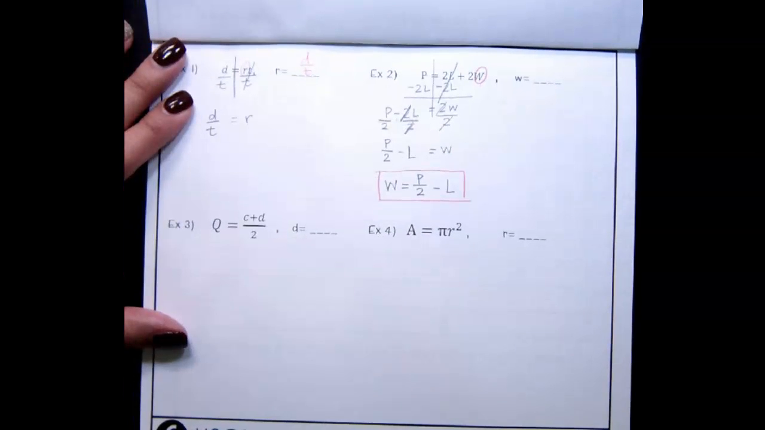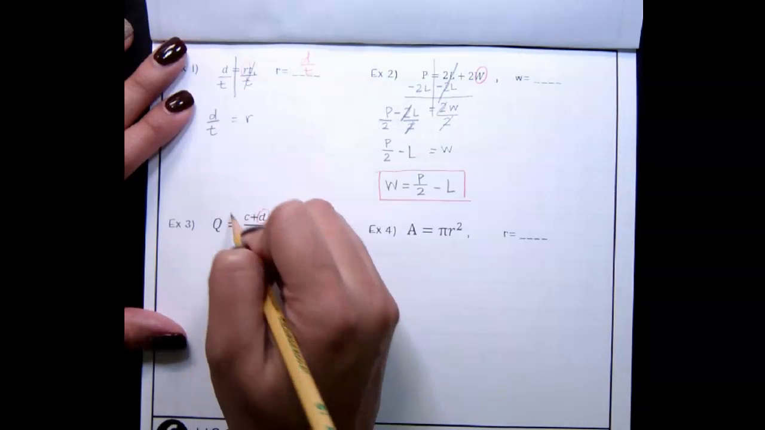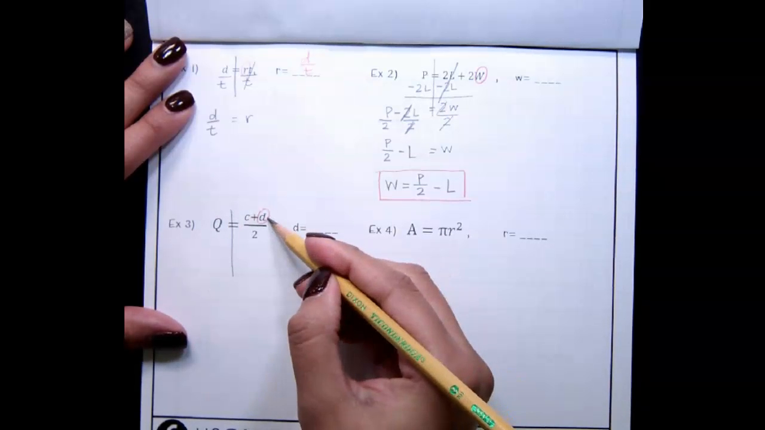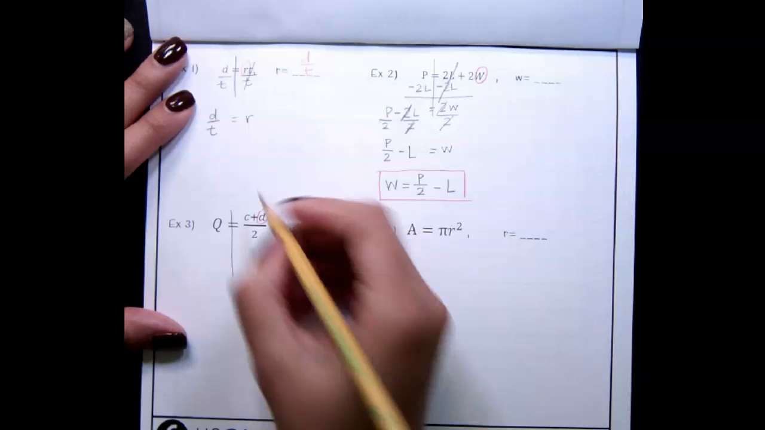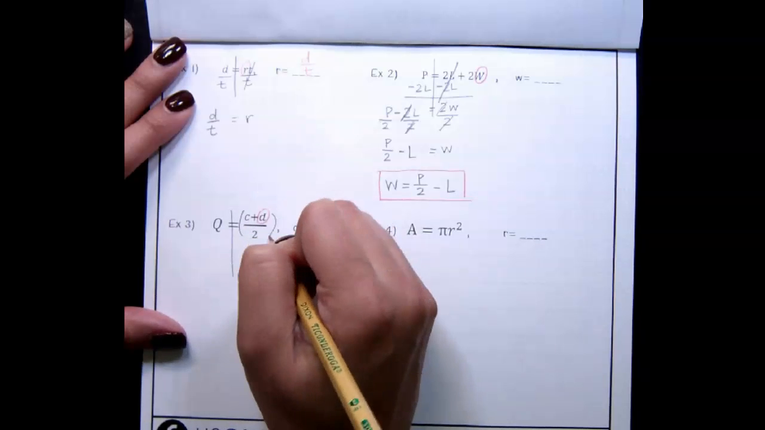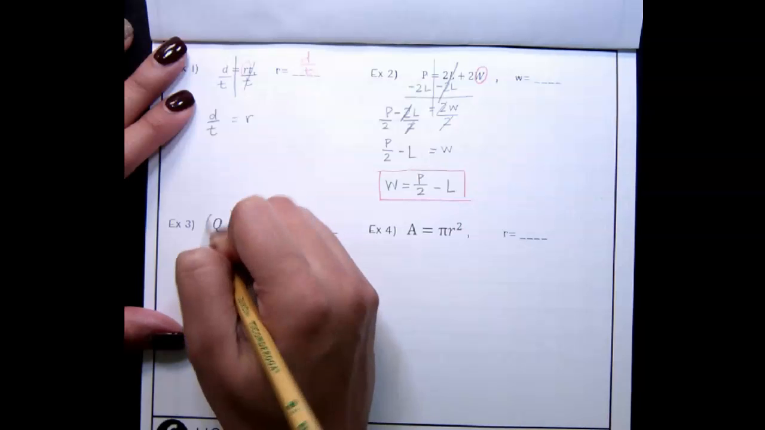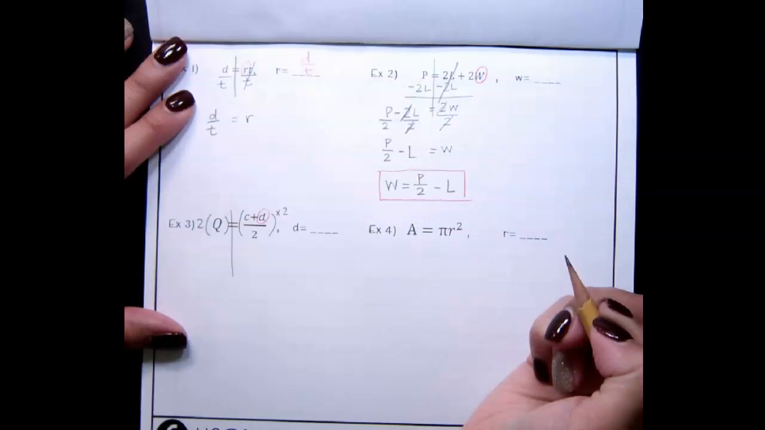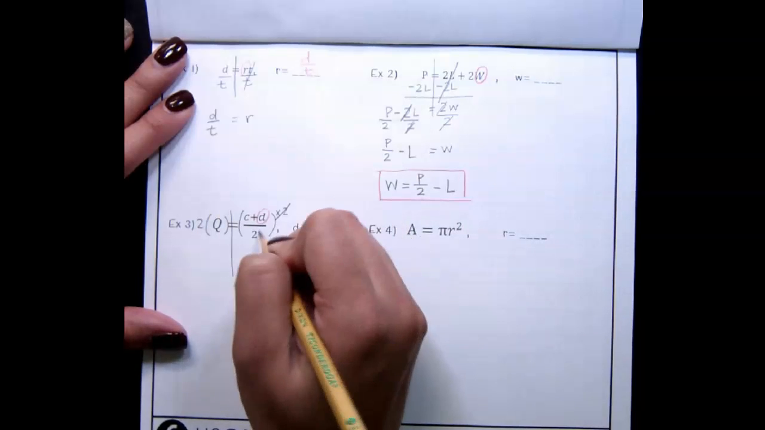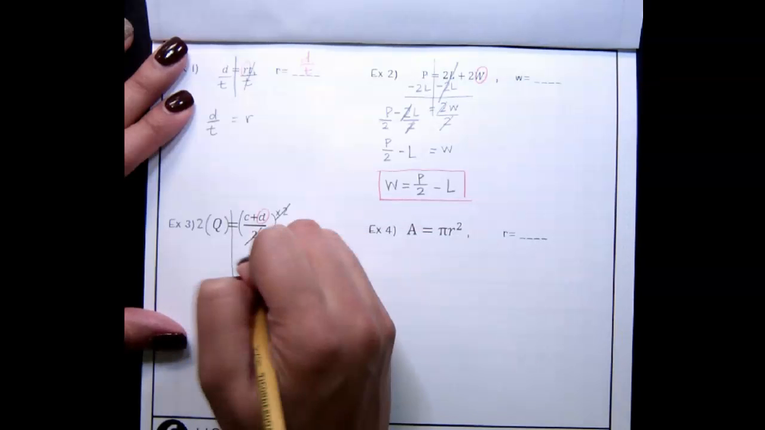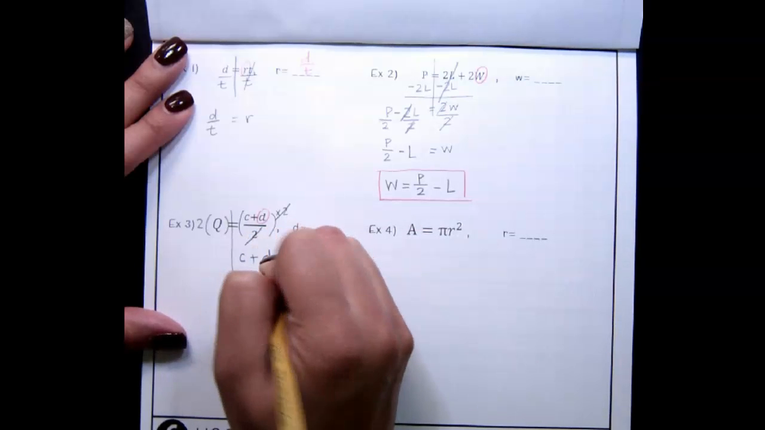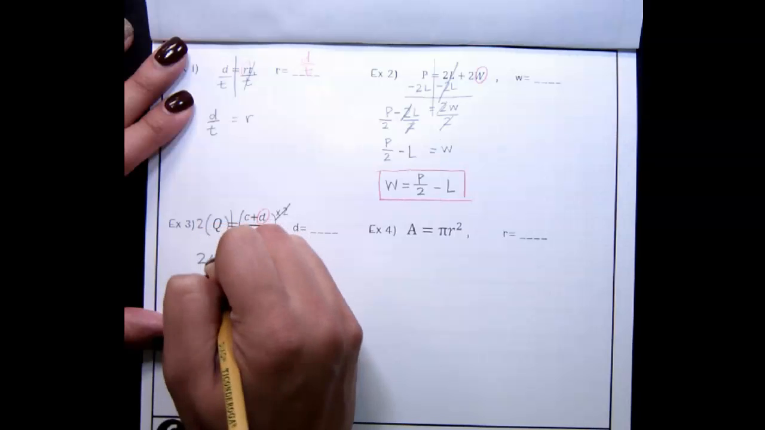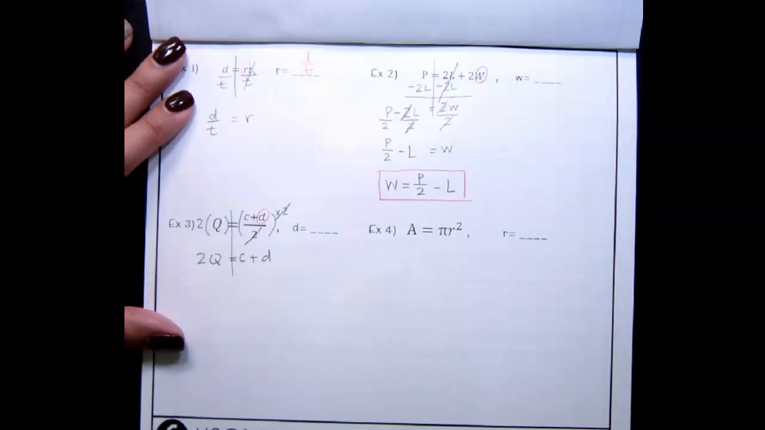Okay. Now I'm solving for D. So I want to get that by itself. Well, on the side that has D, I'm dividing by 2. Well, what is the opposite of dividing by 2? It is multiplying by 2. So I'm going to multiply both sides by 2. This 2 cancels out that 2. So I'm left with C plus D and then 2Q on the left.